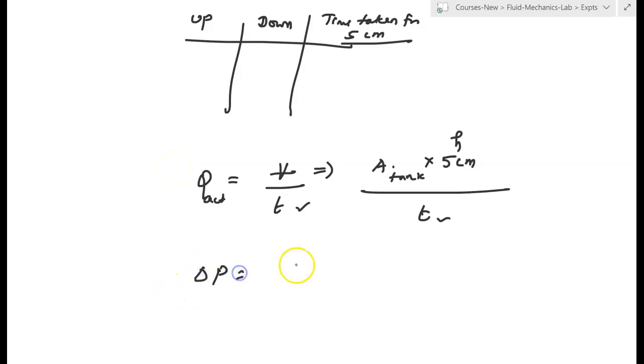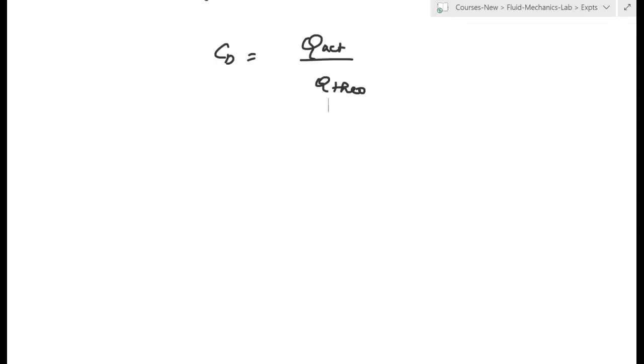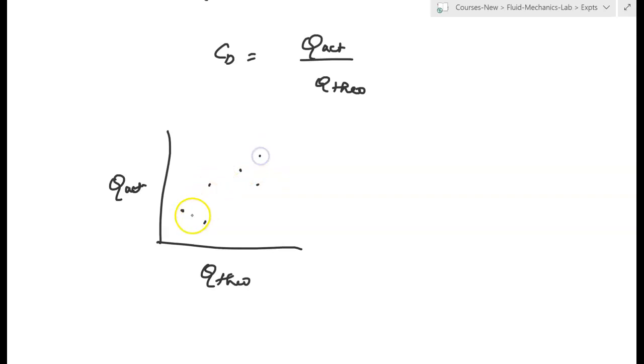Pressure drop is the difference between the upstream scale reading and the downstream scale reading. Once you know the pressure drop, you can calculate from it the theoretical flow rate. Once you know the actual and the theoretical flow rate, the discharge coefficient is just the ratio of actual to theoretical flow rate. You can also do regression by plotting the actual flow rate versus the theoretical flow rate, so that you have the points, and make sure that you draw the regression line passing through the origin. The slope of this actually gives the discharge coefficient.